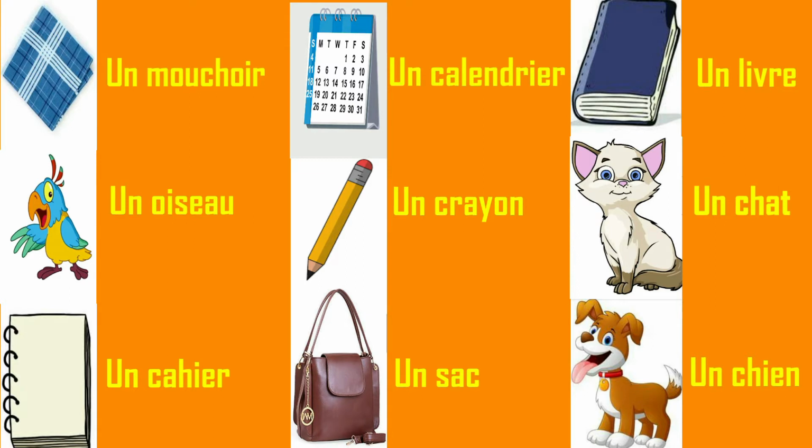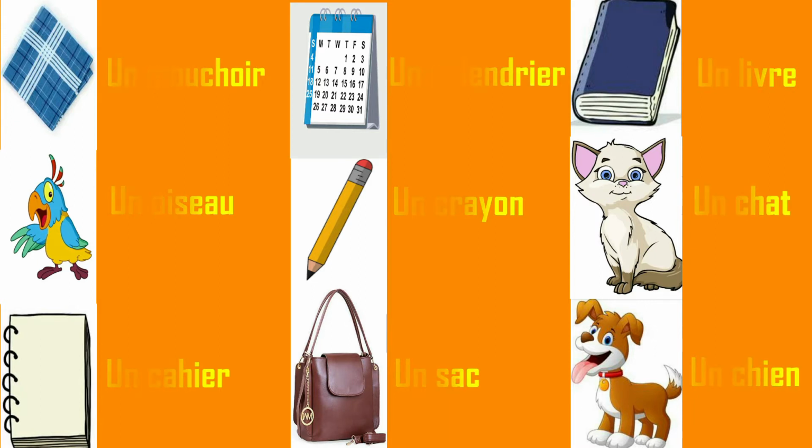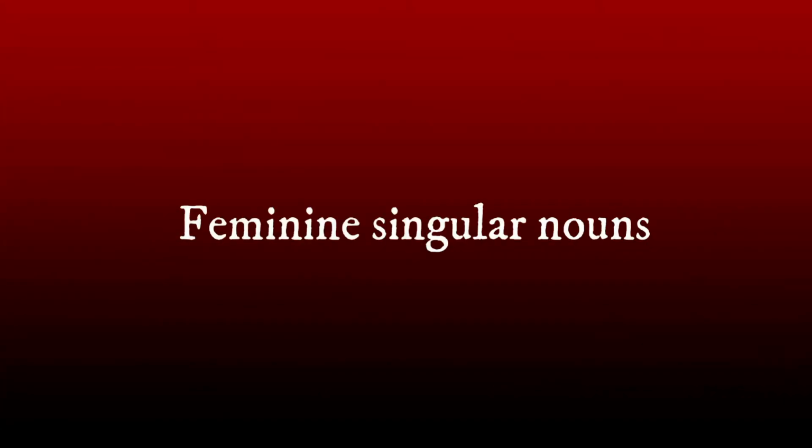So we saw some examples for masculine singular nouns. For masculine singular, we use un. Look at the second one: un oiseau. Un oiseau becomes un oiseau.